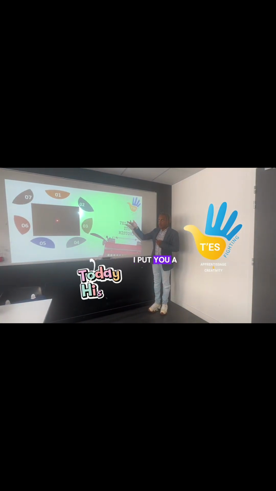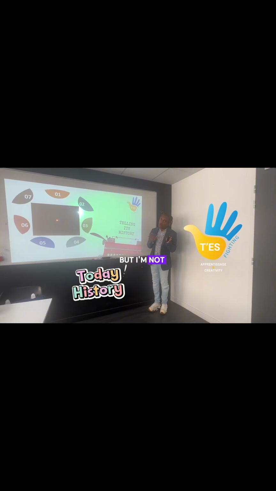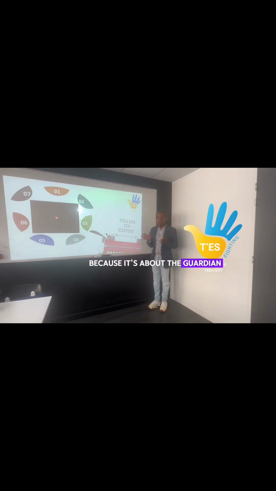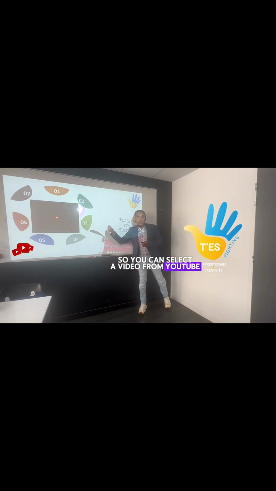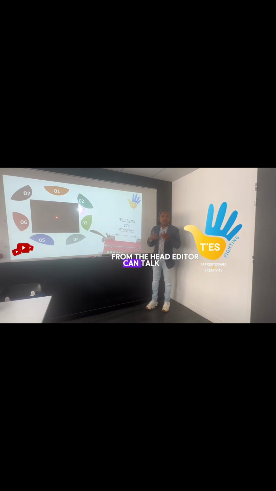I put a small video, but I'm not going to show you because it's about The Guardian. I'm going to show you how you're going to talk. You can select a video from YouTube, from the head editor, and talk about the newspaper. Let's talk about the creator, date, and the political view of the newspaper, or maybe a magazine. Let's go for the different parts.